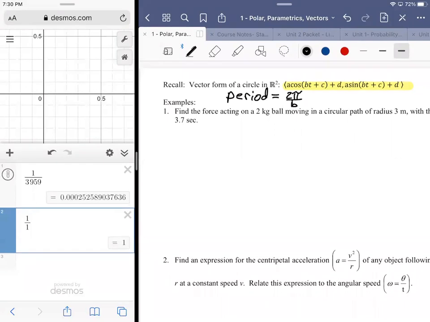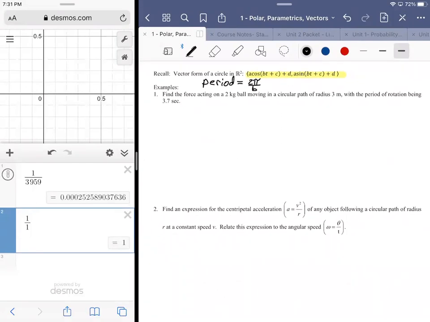Right? So when they tell us that the force acting on the ball, we'll worry about that later. That's the F equals ma part. All right? But when they're saying that we have a period of rotation of 3.7 seconds, they're telling us the period of this function. Right? So indirectly, they're telling us that 3.7 is equal to 2 pi divided by b, which means that b is equal to 2 pi divided by 3.7.